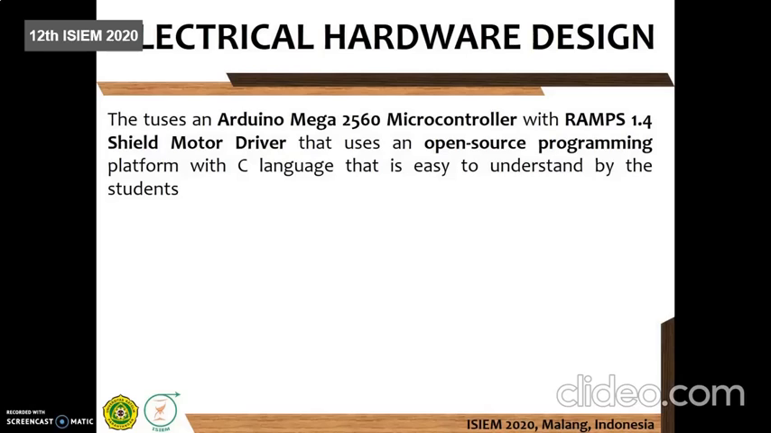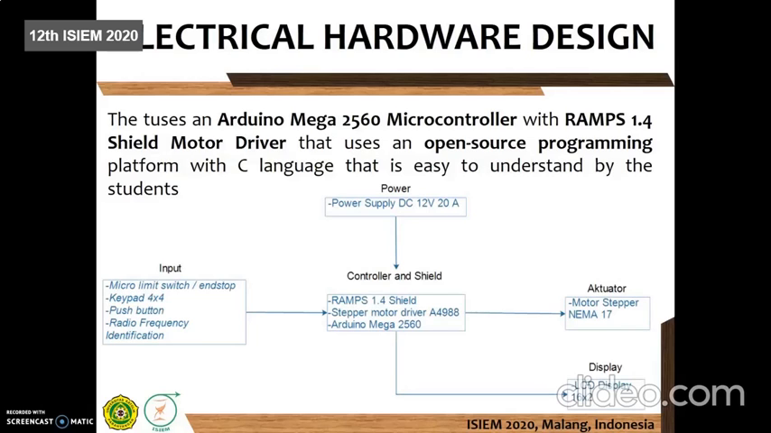The ASRS uses the Arduino Mega 2560 microcontroller with RAMPS 1.4 shield and motor drivers that use an open source programming platform with C language that is easy to understand by the students. Here is the electrical hardware design. There are 4 input devices: micro limit switch, keypad, push button, and RFID. There are 3 stepper motors, NEMA 17, as the drive system of the ASRS. There is also 1 LCD display as the human-machine interface.